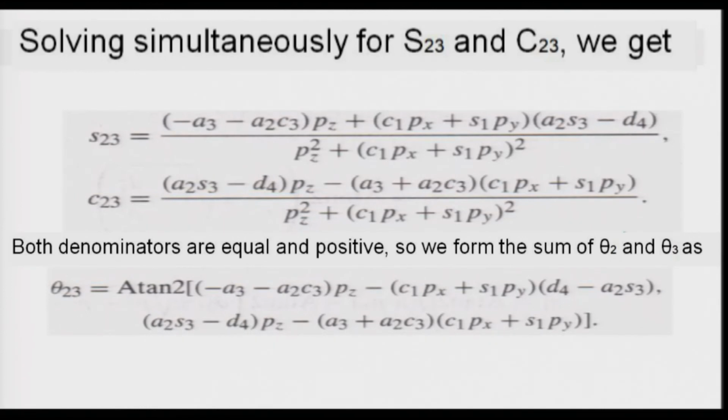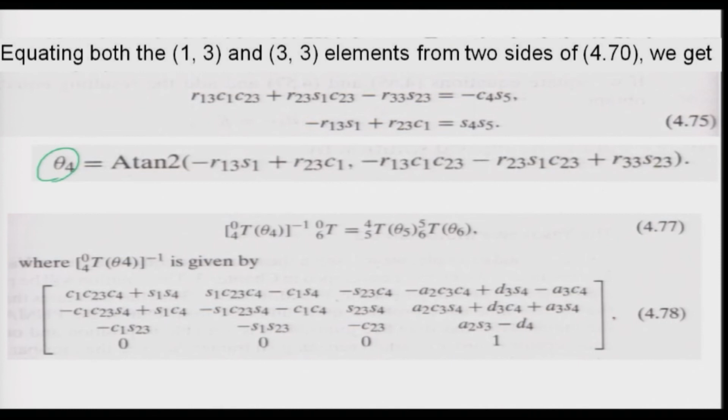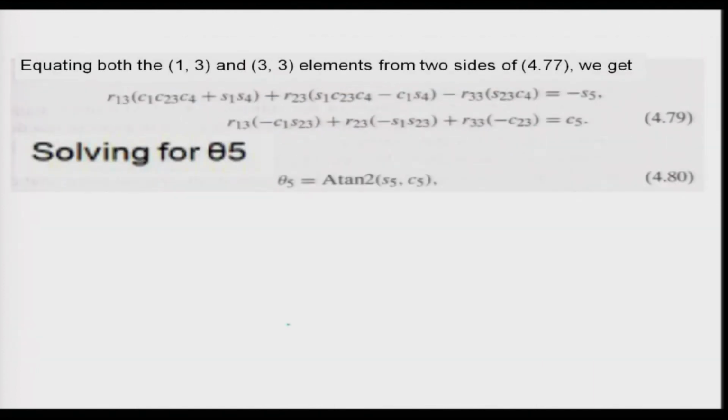Okay. Now, proceeding similarly, the entire left hand side of 470 is known. So, equating 1 3 elements and 3 3 elements from 2 sides of this, we get 2 equations again, and from here I can get theta 4, then correspondingly we can get theta 5 and then theta 6. Okay. Equating elements 1 3 and 3 3, we can get theta 5 and then theta 6. So, essentially we are able to get all the solutions of theta 1, theta 2, theta 3, theta 4, theta 5 and theta 6. Okay.